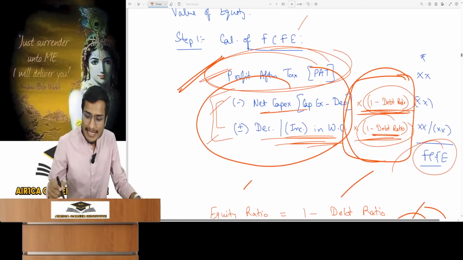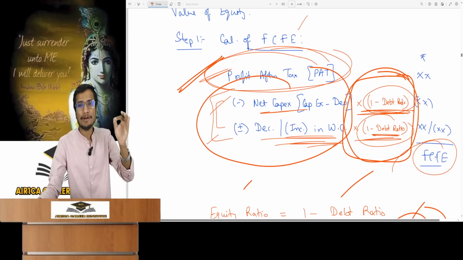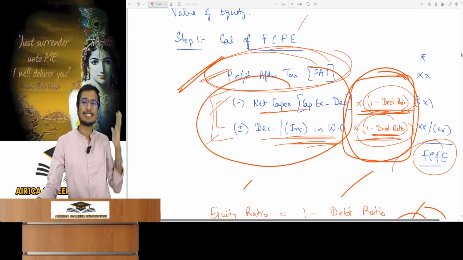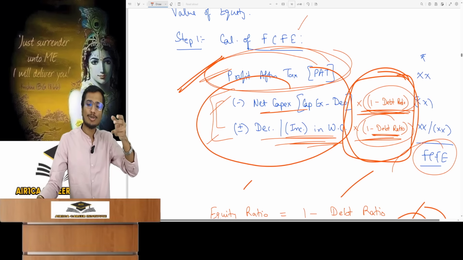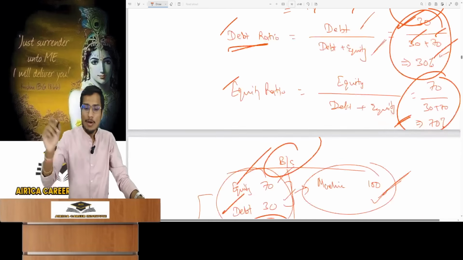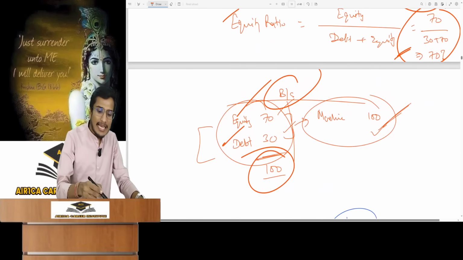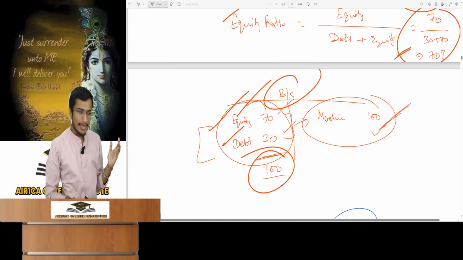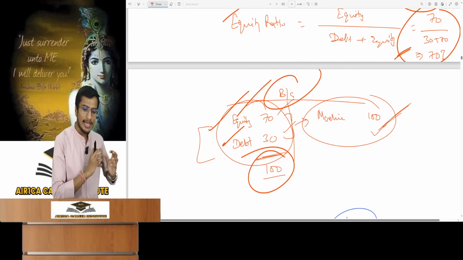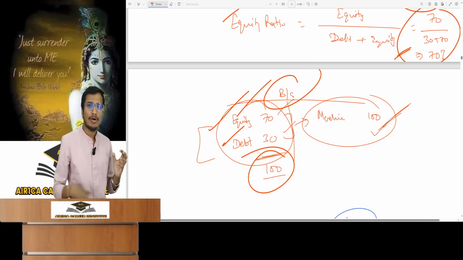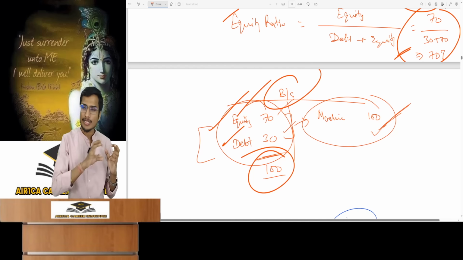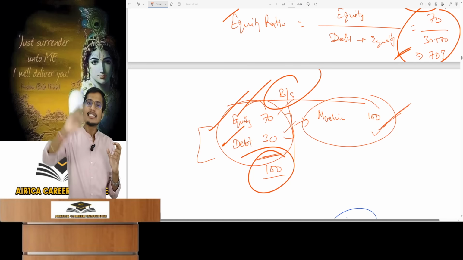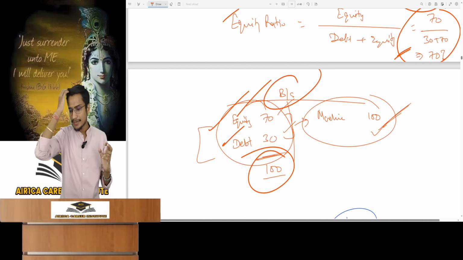This means when you multiply this adjustment by 1 minus the debt ratio, you are actually multiplying it by the equity ratio. What is the equity ratio and why are we doing this? The reason is, let's say there's a company. I raised rupees 70 from equity and rupees 30 from debt, so I got rupees 100. For business operations, a company raises money from equity and debt, and this money is then invested in the business.